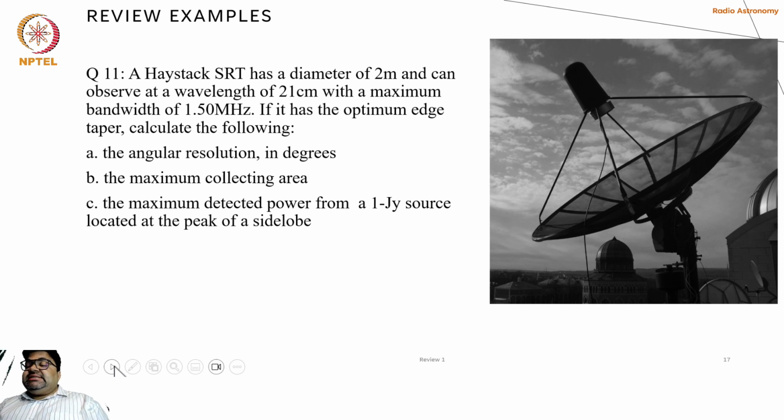Our next example is that of the Haystack Observatory run by MIT, which has a small radio telescope, SRT, with a diameter of 2 meters and can observe at a wavelength of 21 centimeter, or about 1.4 gigahertz, with a maximum bandwidth of 1.5 megahertz. If it has the optimum edge taper, then you can calculate the following.